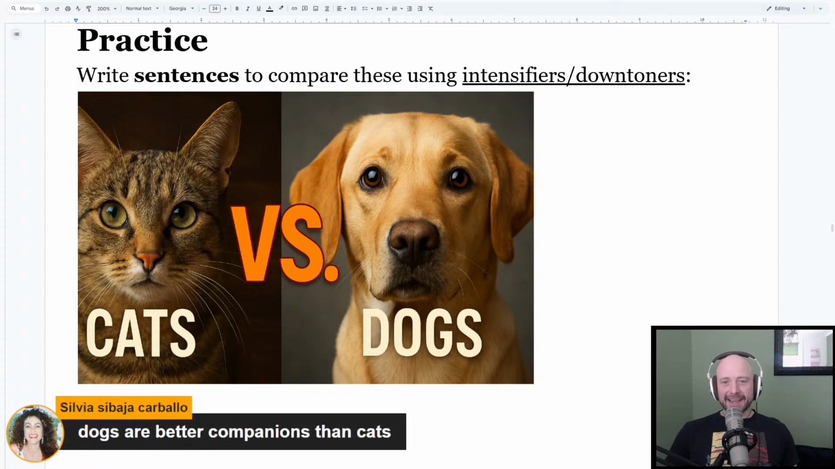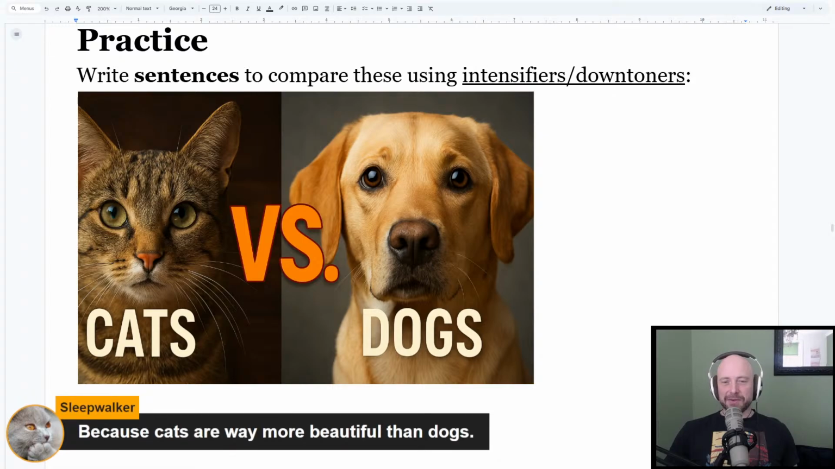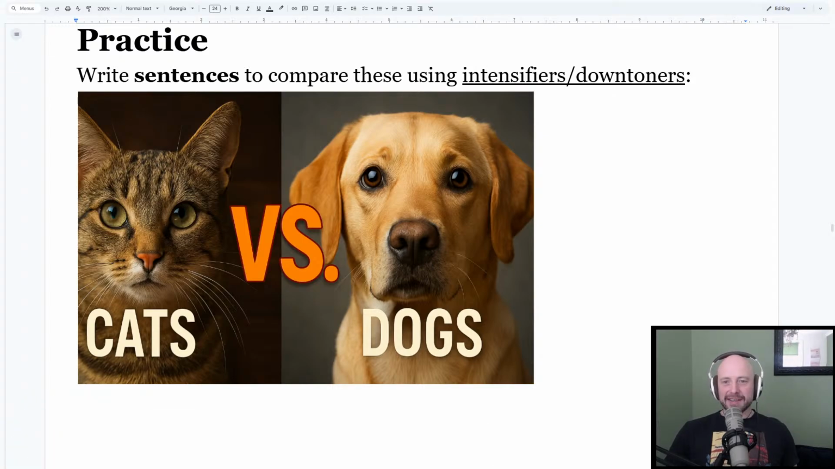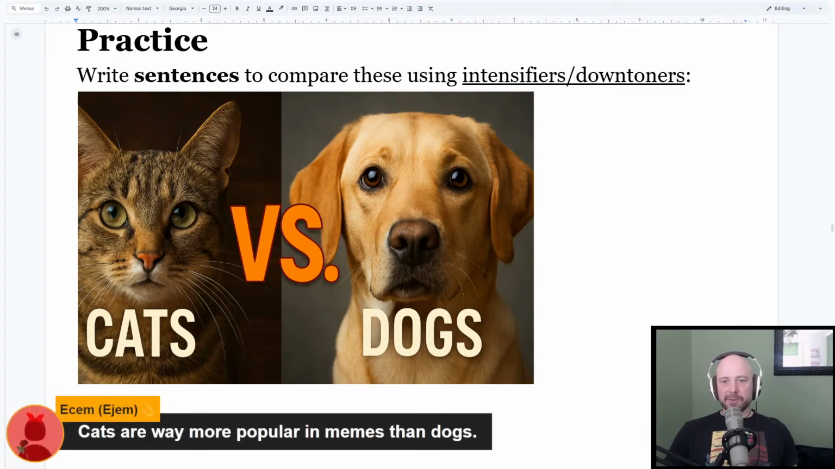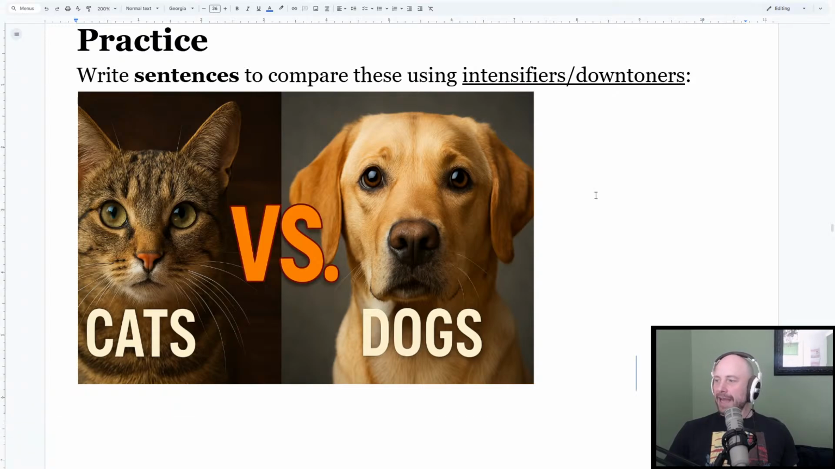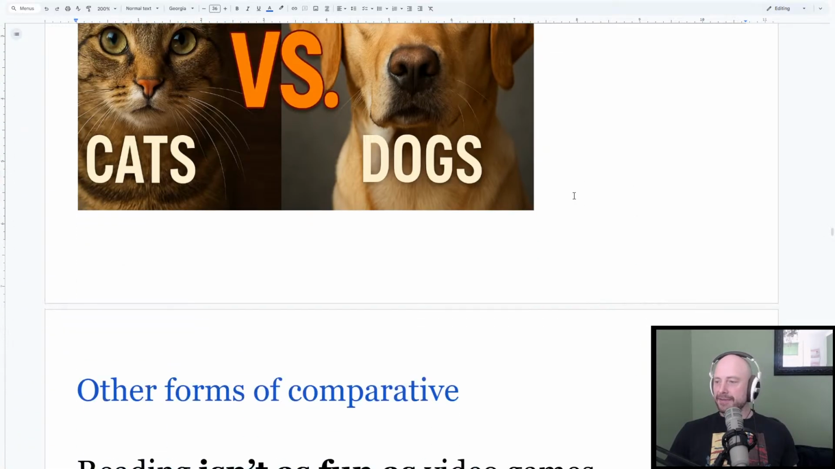Dogs are better companions than cats. That might be true, and I'm a cat owner. Cats are way more beautiful than dogs. Well, that's just an opinion, though. Some people love dogs. Okay, take out the "more." Cats are way lazier than dogs, while dogs are way more playful than cats. Nice. Cats are way more popular in memes than dogs. Yes. Cats are a meme on the internet.